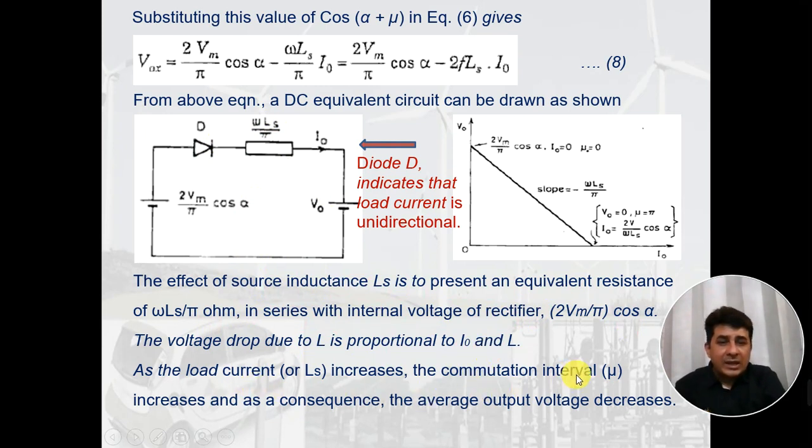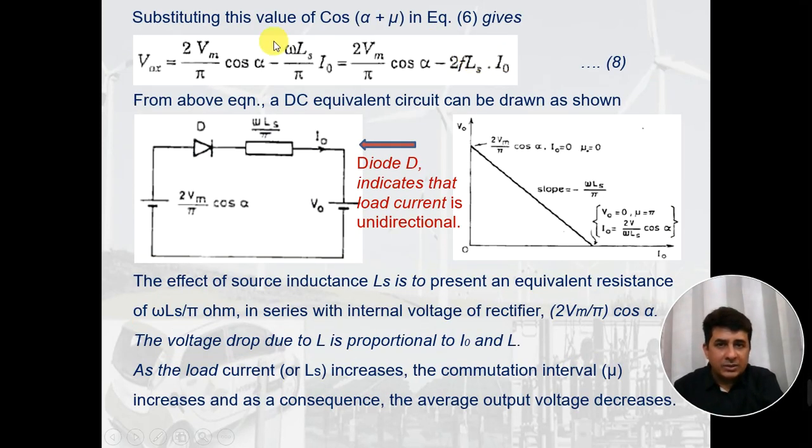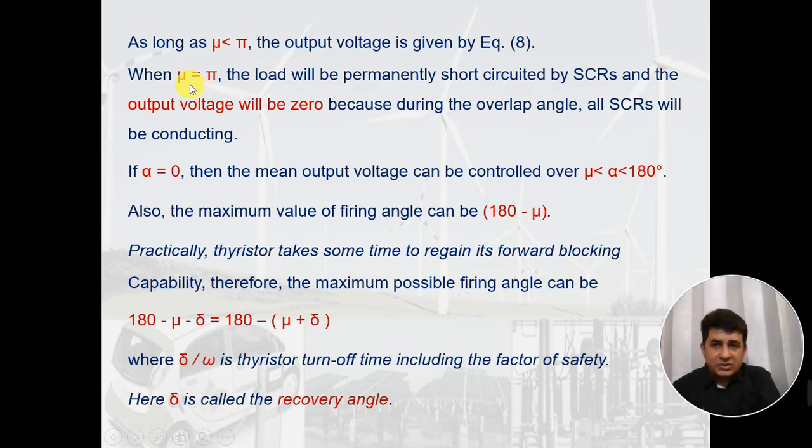And as the load current increases, the commutation interval also increases. This is obvious because if this is increasing, the commutation time is going to increase. The commutation interval mu is going to increase, and the larger the value of mu, the lesser the output voltage V naught. Now this mu can be as large as pi. If this overlapping period is equal to pi, that means the load is permanently short circuited and the output voltage is 0. As long as this is less than pi, equation 8 is valid. The output voltage becomes 0 if mu becomes equal to pi.